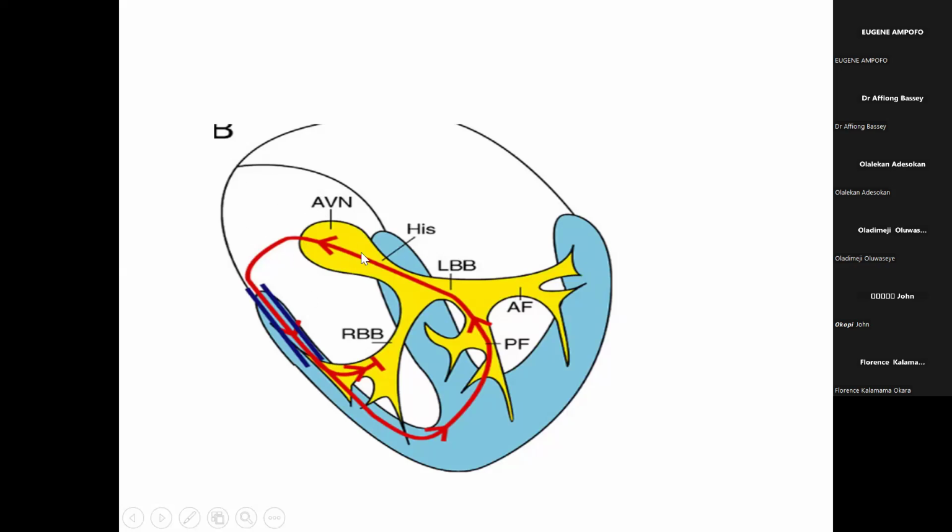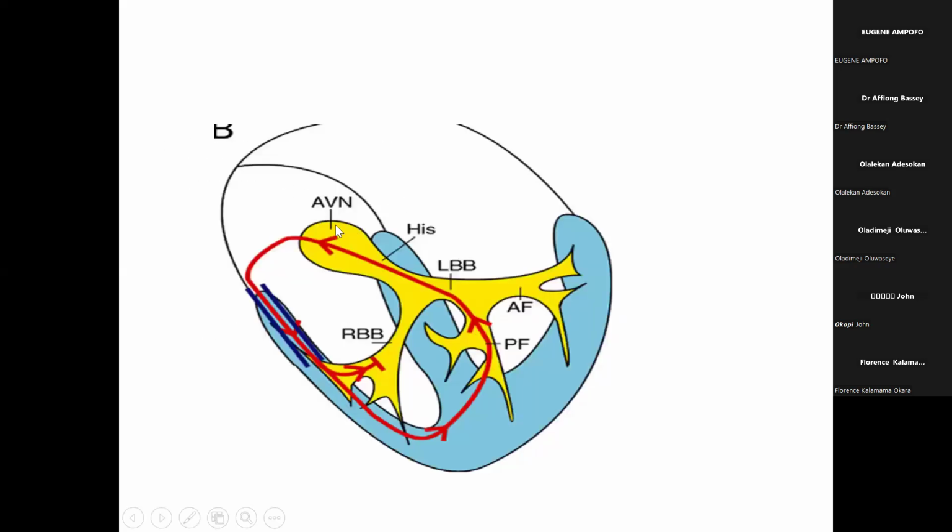And there will be a significant time interval between when you depolarize the ventricle and when you depolarize the atrium. So this aberrant pathway is usually, most of the time, a very fast pathway. You get it, sir?